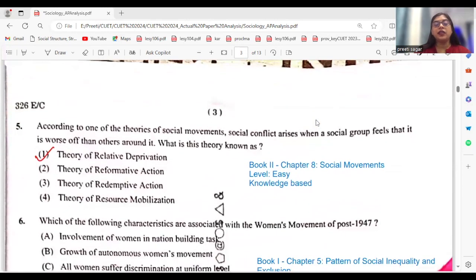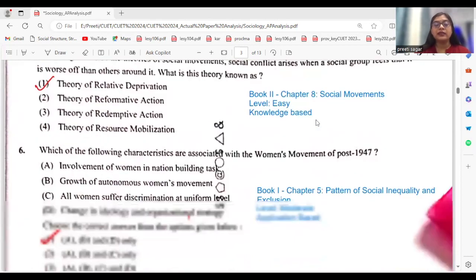According to one of the theories of social movements, social conflict arises when a social group feels that it is worse off than others around it. This theory is known as the theory of relative deprivation. Option 1 is the right answer.